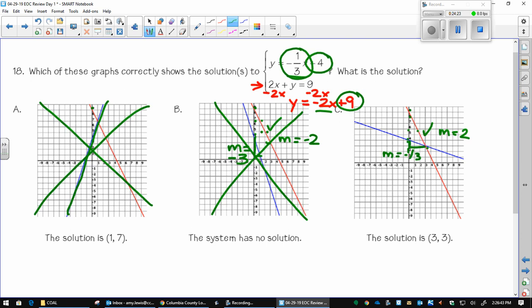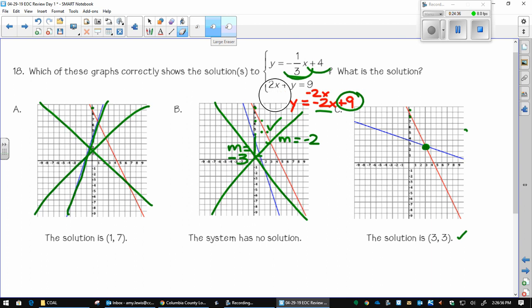So it says the solution is 3, 3. Well, obviously, the solution is the point of intersection, and that is true. The second way for us to do this would be to look at these solutions.